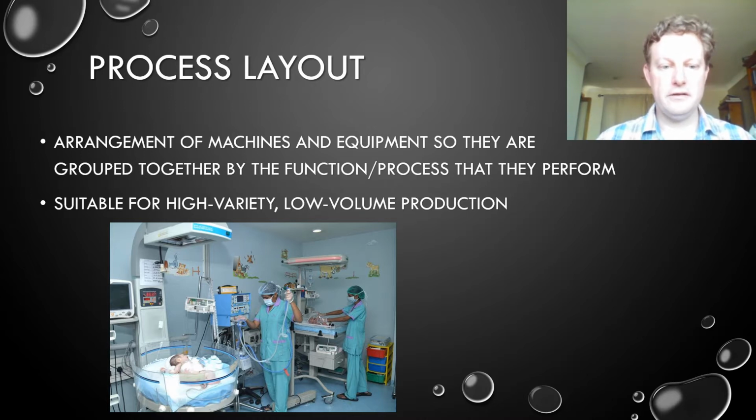So process layout involves an arrangement of machines, equipment, and employees so they are grouped together by the functional process that they perform. I have an image here of an intensive care unit within a hospital. I'm not sure if you can see, but those are babies. The idea is that this is highly specialized, potential for all sorts of different situations needing to be dealt with, a high variety of tasks, and a low volume. This is not a production line. And it's no doubt very expensive.